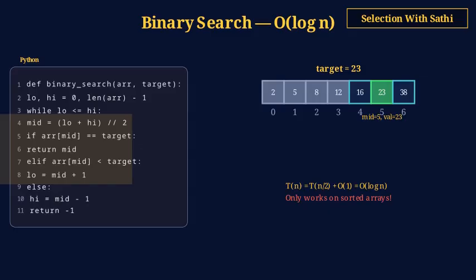T of n equals O of n to the d times log n. Case 3: if d is greater than log base b of a, the combined step dominates. T of n equals O of n to the d. This is the most important theorem for GATE recurrence problems.